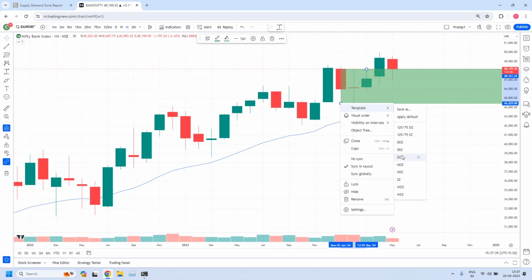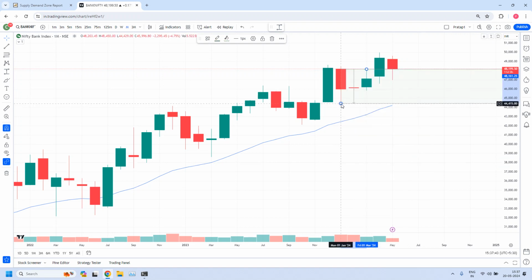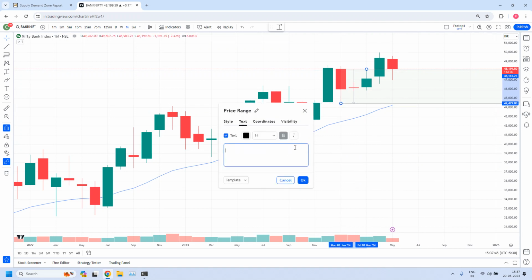Let me change the color to monthly. Also let me add the label. So monthly demand zone.